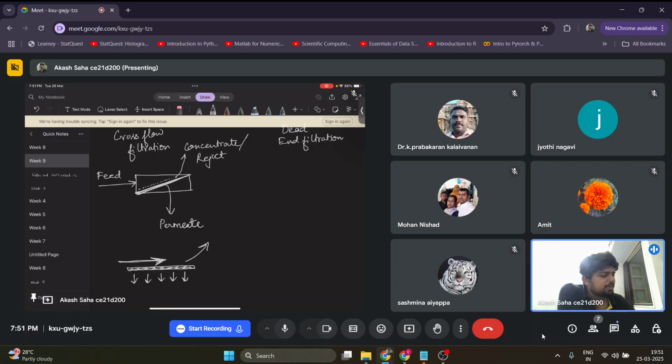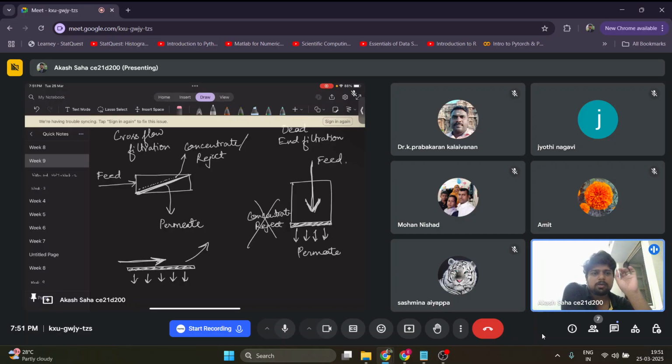Another is dead end filtration. So in this, what will happen? This is the membrane module. The membrane will be at the bottom, and water will be coming perpendicular to the membrane. So here everything will come out as permeate. There will be no concentrate or reject. Everything will be coming out as permeate. And this is the feed.